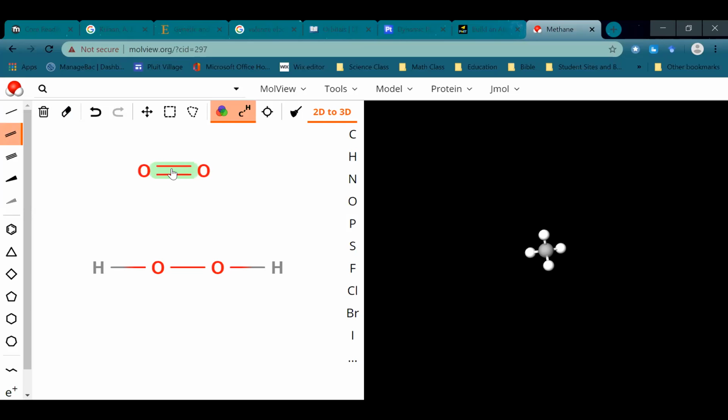So now, each line represents two electrons that are being shared. So this one already had six. So now it is sharing one, so it gets a seventh one, and it's sharing another one, so it gets an eighth one, and they want eight. So now it's happy. Same with this one, it already had six. It's sharing this one, so it gets a seventh. It's sharing this one, so it gets an eighth, and it's happy.